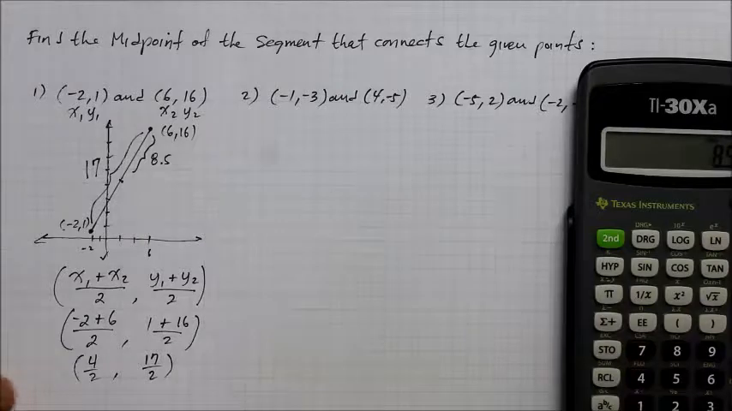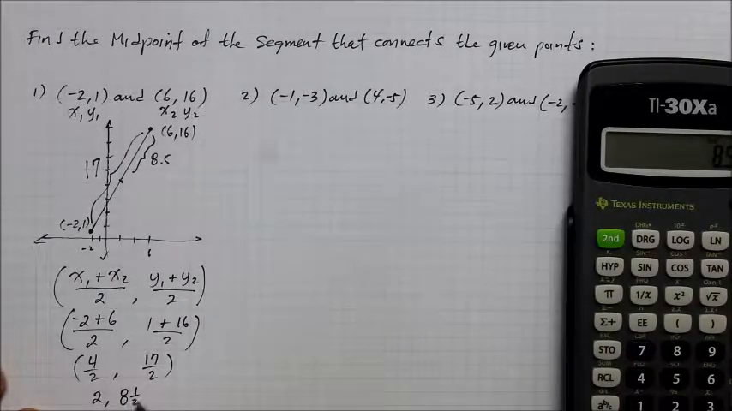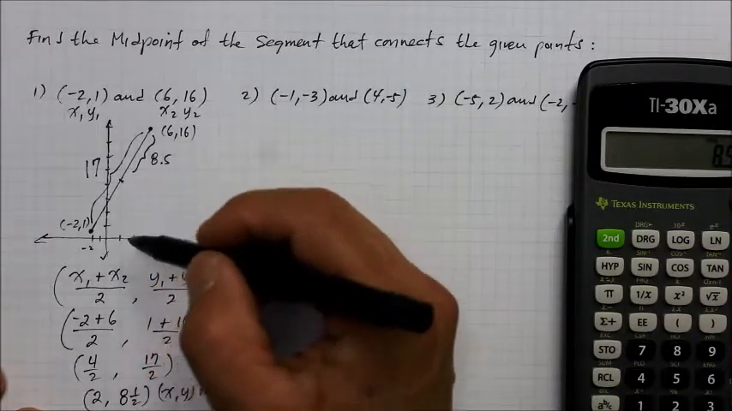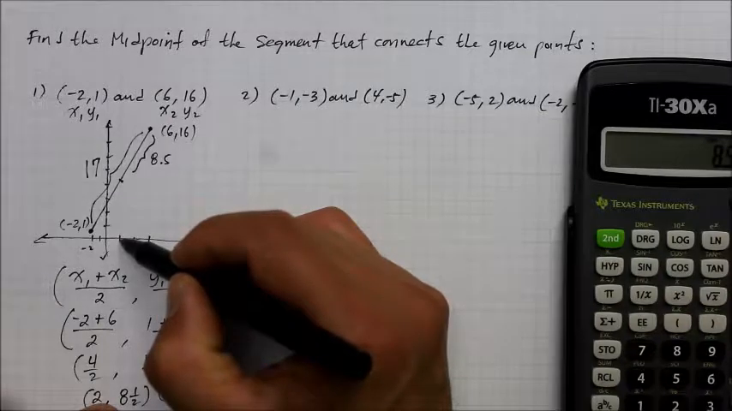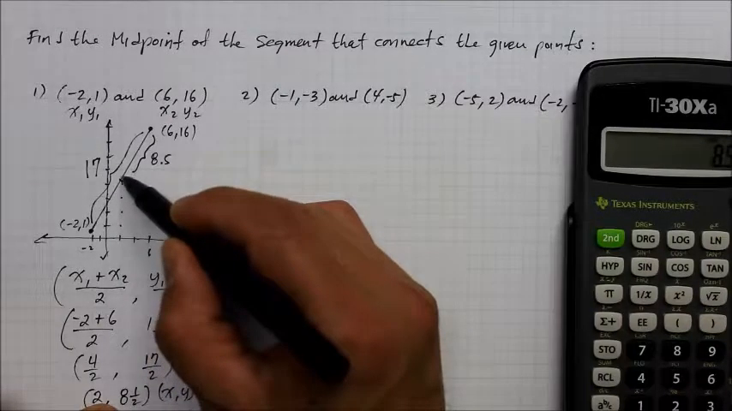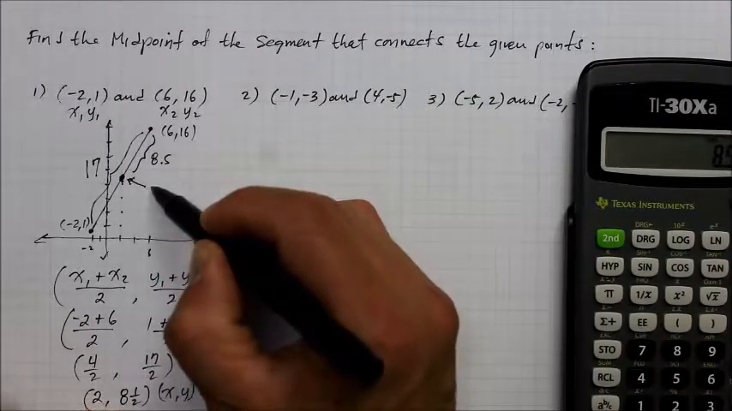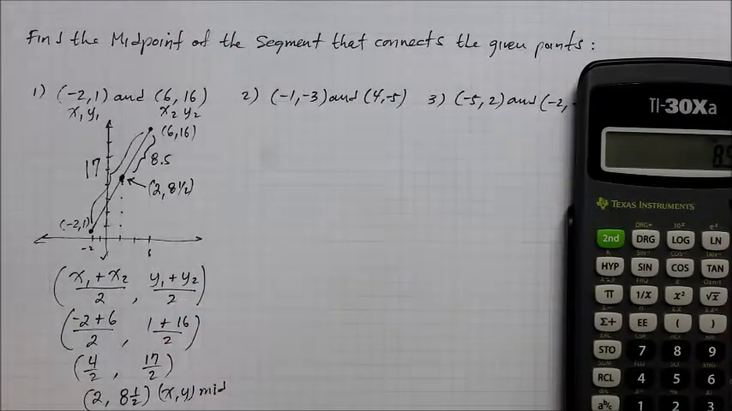And then when we simplify further, 4 over 2 is simply 2. And 17 over 2 is like saying 2 goes into 17, what is it, 8 times? And you end up with a half. So this is the x and y coordinate of the midpoint. Let's see if it's pretty consistent. The x is 2, and 8.5 is somewhere there. I just made the coordinate real big. So that is 2 and 8.5. And that's how you find the midpoint.